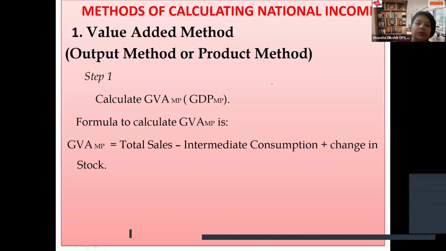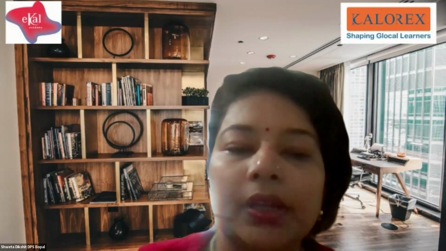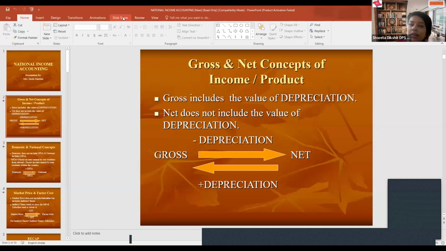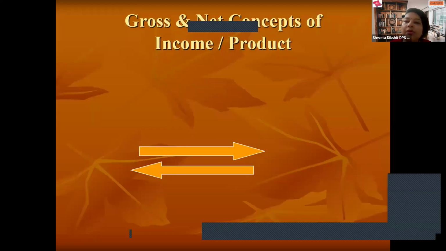Now, I will proceed to the next slide, which can help you understand the conversion of these aggregates better. Children, remember that conversion of these aggregates is very, very important because this has been very commonly asked in the examination, especially when you need to convert one from the other, calculating the national income. So first of all, let me tell you how the gross concept is different from the net concept, which I was telling you in the previous slide.